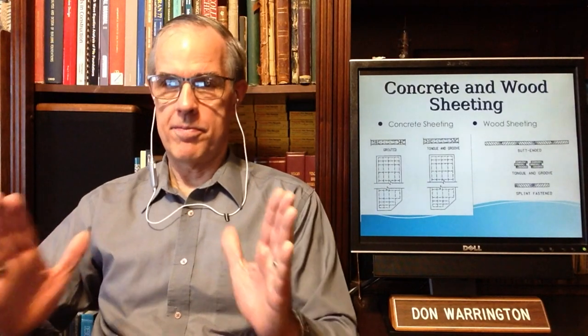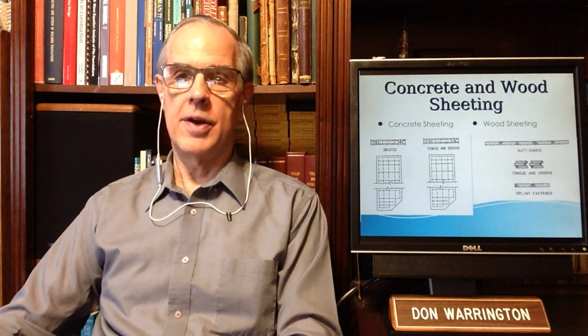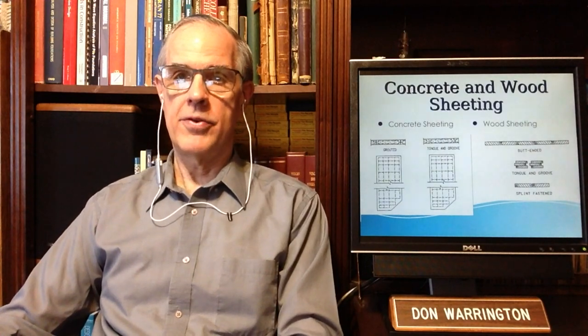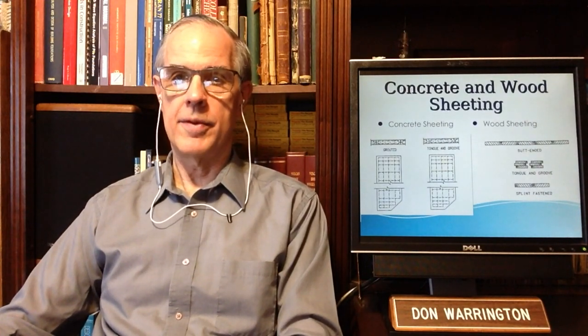Concrete sheeting is traditionally reinforced. It can be either grouted in panels, it can be grouted together, or they can be tongue and groove. Wood sheeting is either they just slap them in, butt in one against the next, or they can be tongue and groove or splint fastened. So there's a number of ways of doing this. Like I say, these sheeting types are very old, but you still see them, and they're fairly common.